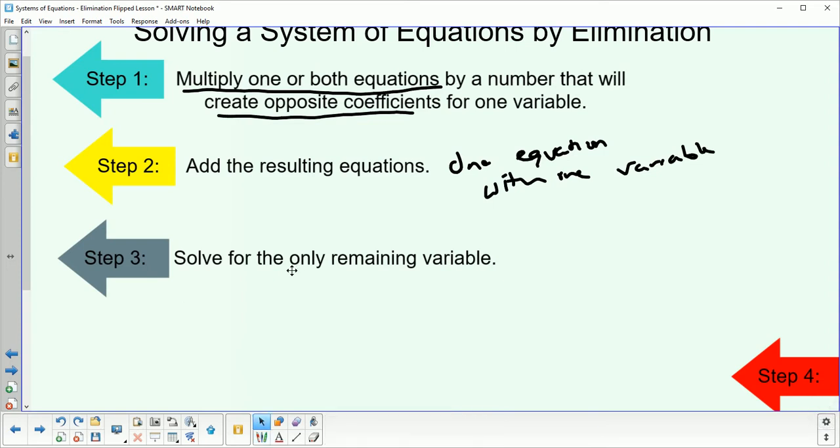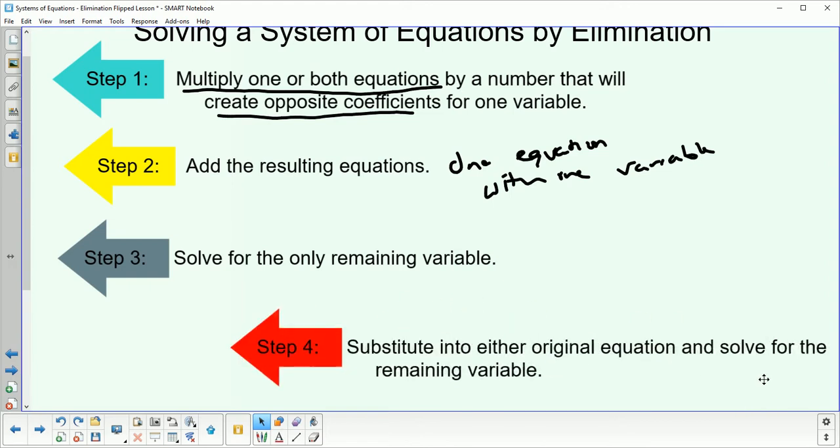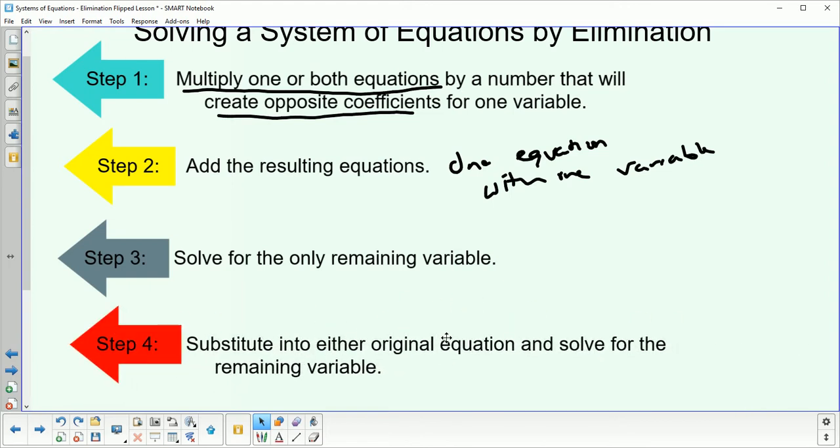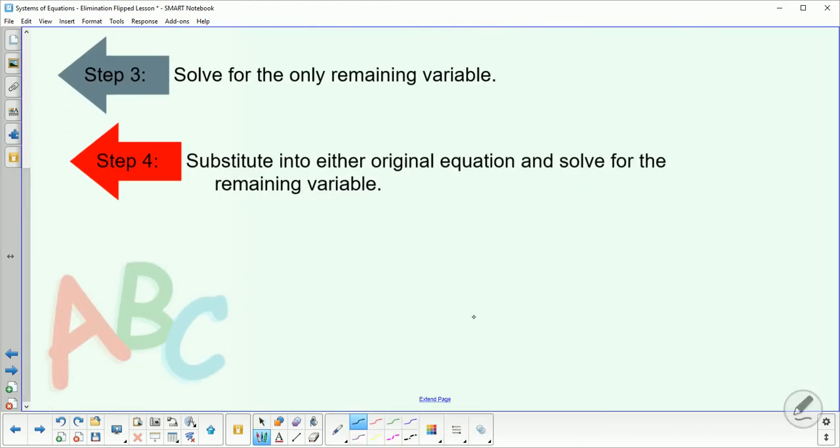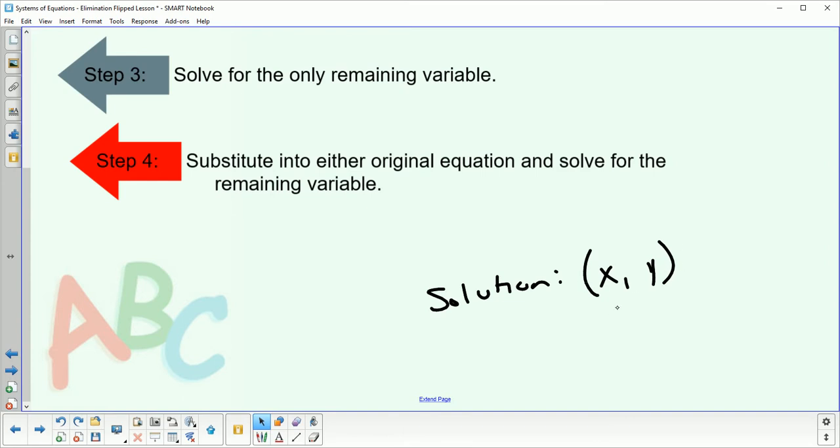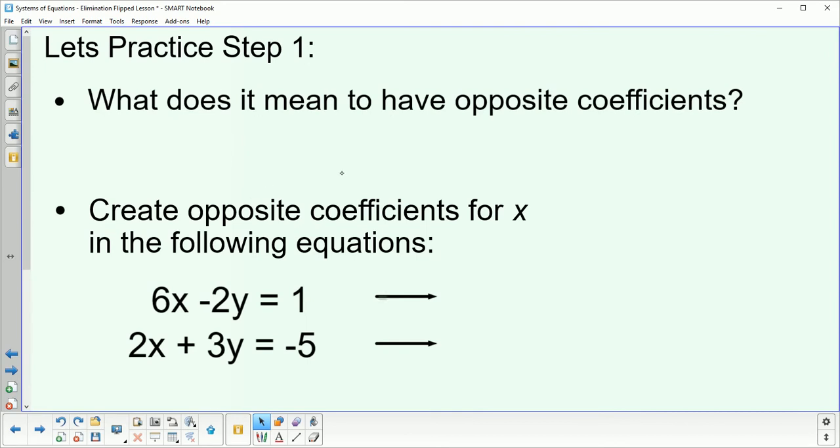Then we can solve for that only remaining variable, which will give us one variable, either x or y. We need to take that value and substitute it into either original equation and solve for the remaining variable. In reality, it doesn't have to be one of the original equations. It can be one of the equations you created in step 1, but it's probably going to be easiest just to substitute it in the original equation and solve for your remaining variable. Remember, our solution is going to be some point x comma y, that point of intersection. When we were talking about graphing or substitution, we had a solution that was x comma y as well.